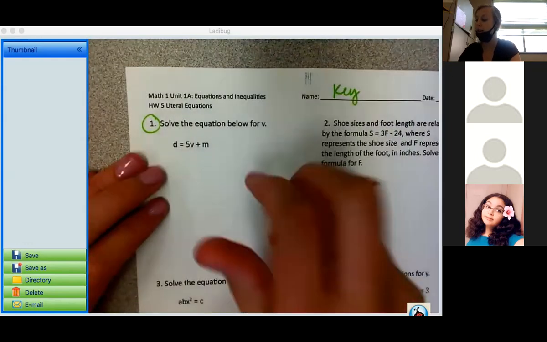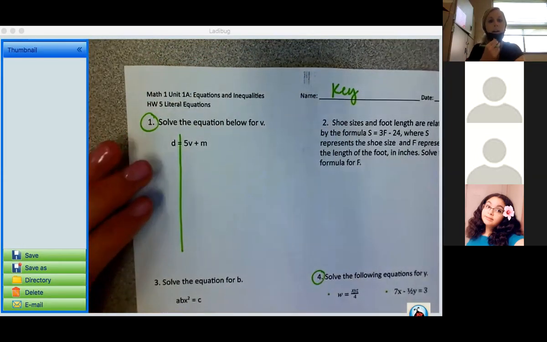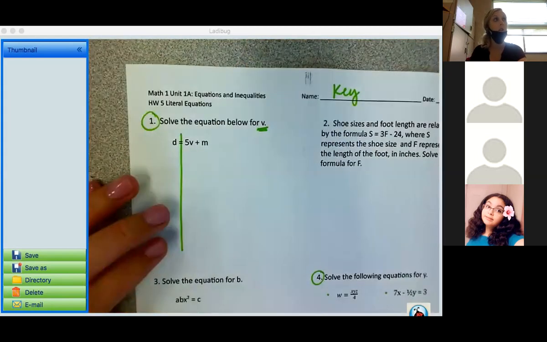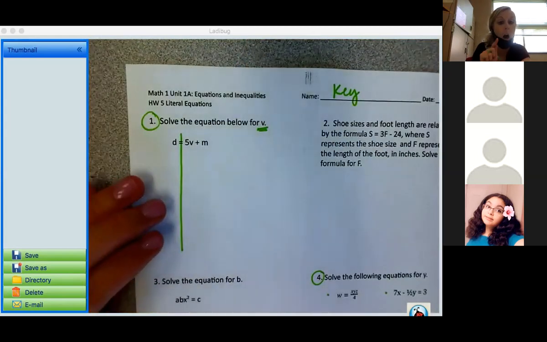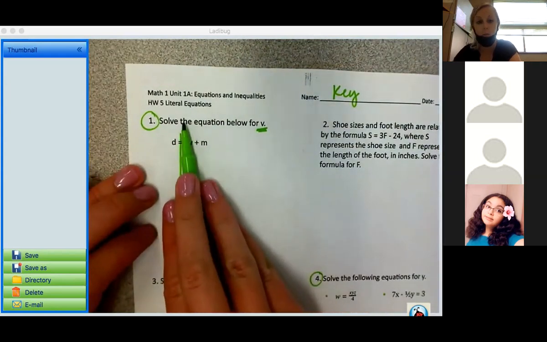So let's look at number 1. Very first thing you should do, draw your wall. Now it says solve the equation for V. So what do I do to V? Cover it, lock it in. You are not gonna touch that V because that's what we want to get, right?